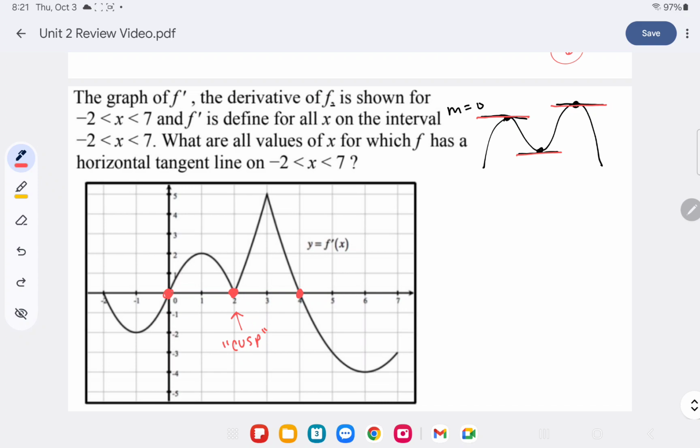The reason we would not include this -2 way over here is because that's just the start of the graph. And so if that's where your graph is starting, there wouldn't be a relative maximum or minimum there. It's just the start of it. And that's all.